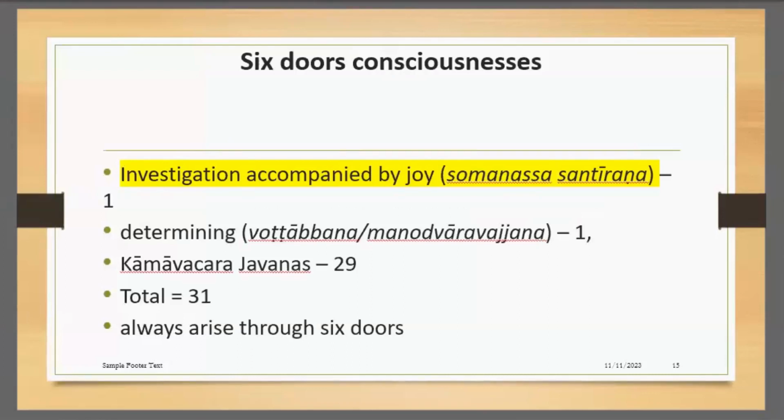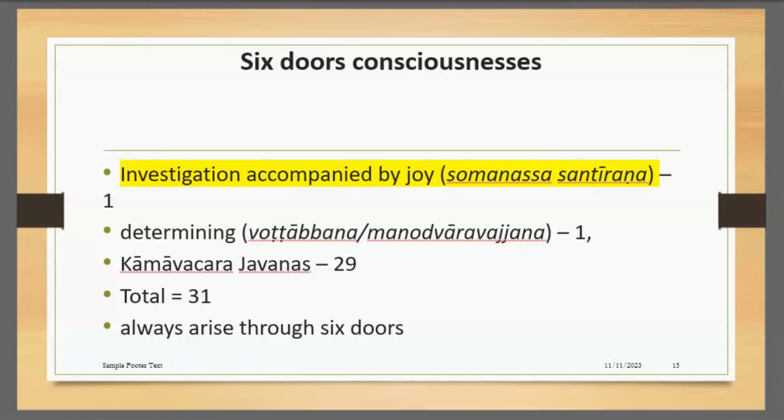Then 6 door consciousness. Somanassa Santirana and Vattabhana and Kamajavana. How many? There are 29. Somanassa Santirana, investigating consciousness accompanied by joy. Then Vattabhana or Manodvara Vajjana, determined consciousness. Then Kamajavana, 29. These Chittas arise through 6 doors. Therefore, we have to memorize that the Chittas arise through 1 door, 5 doors and 6 doors.